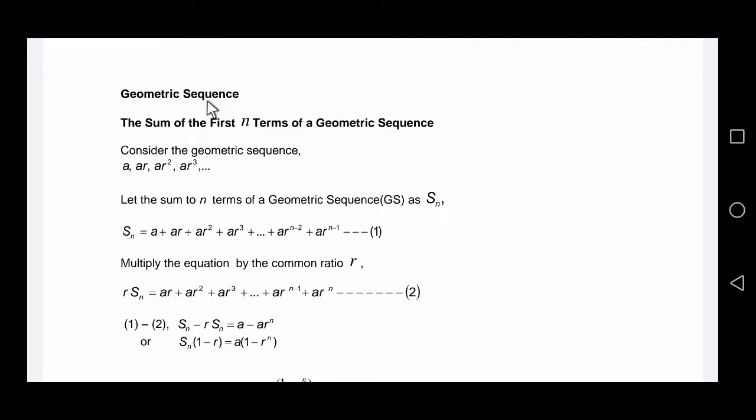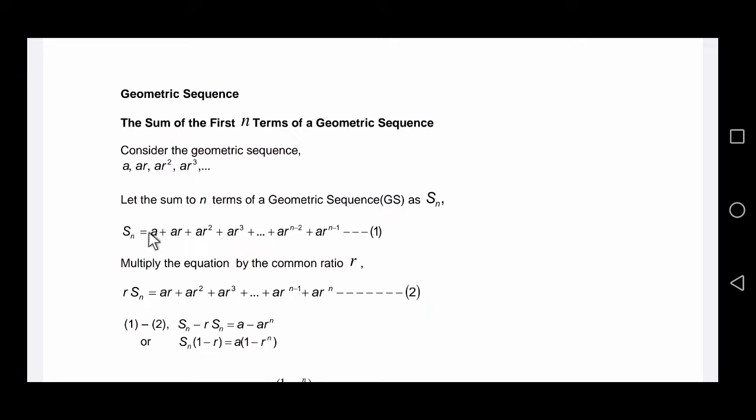Geometric sequence. Now let's look at how to find the sum of the first n terms of a geometric sequence. Before that, you must know the formula we need to use to find the sum of the first n terms of a geometric sequence. Consider the geometric sequence A, AR, AR squared, AR cubed, and so on. Let the sum to n terms of a geometric sequence be Sn.